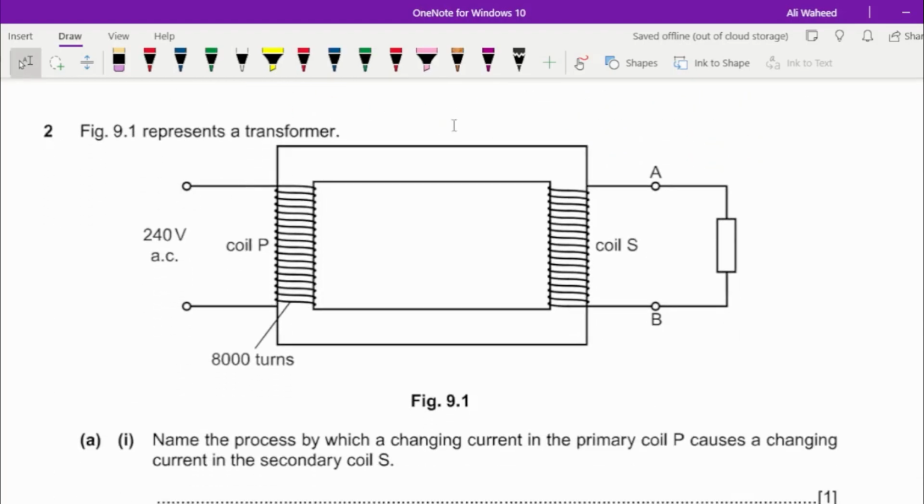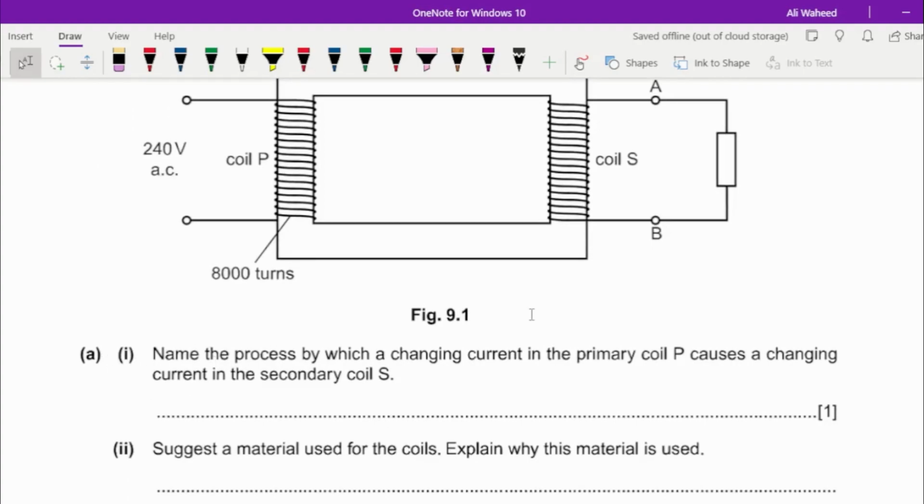Moving on to the next one. Another question from the transformer. Figure 9.1 represents a transformer. Part A says, name the process by which a changing current in the primary coil P causes a changing current in the secondary coil S. That process is called electromagnetic induction.